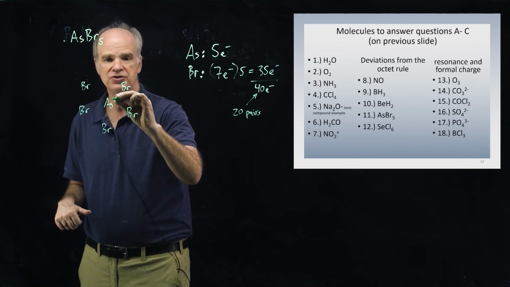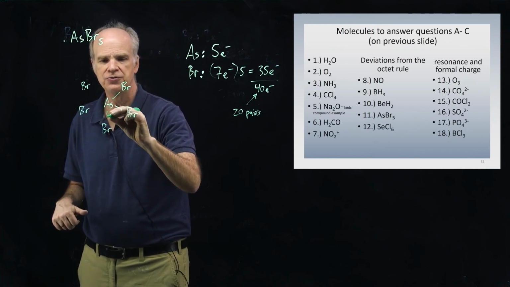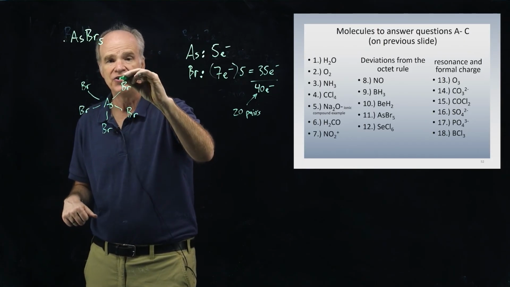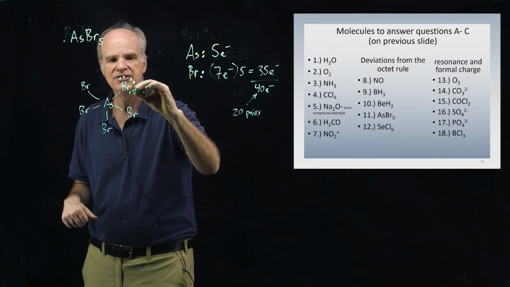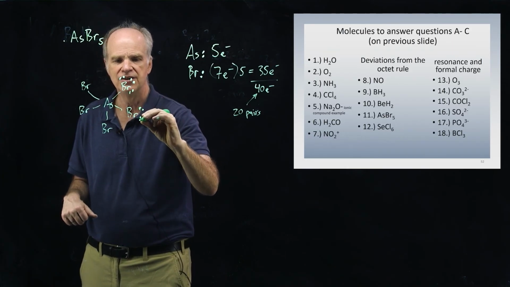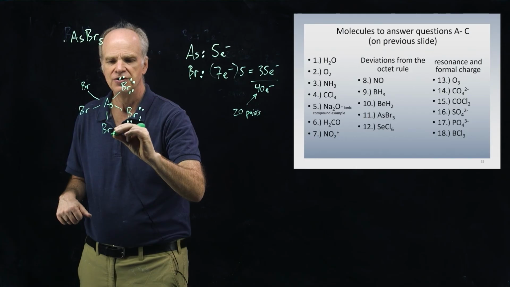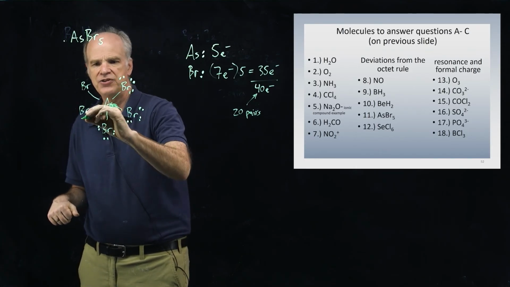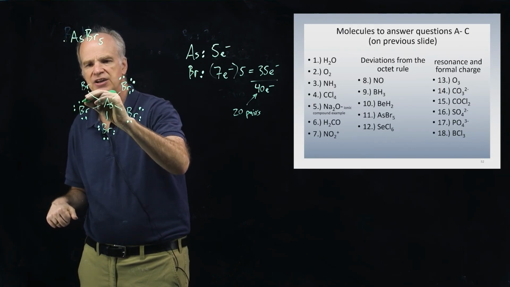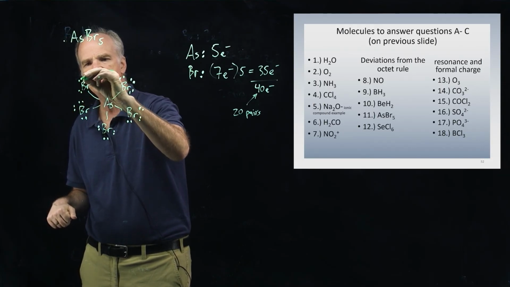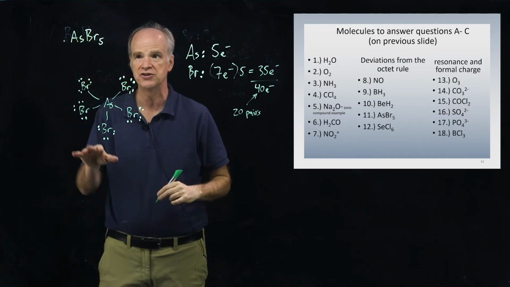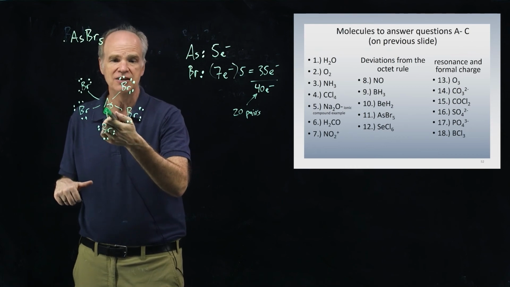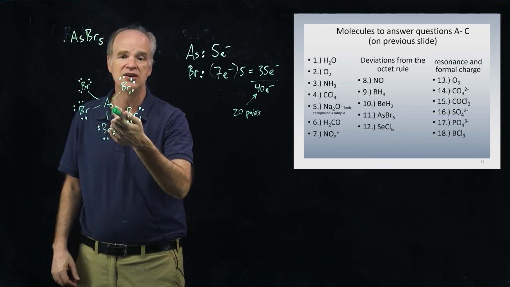So I'm just going to quickly draw lines for the shared pairs, 2, 3, 4, 5, and then we have 15 pairs left, 6, 7, 8, 9, 10, 11, 12, 13, 14, 15, 16, 17, 18, 19, 20. So this is a good Lewis structure for arsenic pentabromide. So again, arsenic has more than an octet. It has 10 electrons, and that's permitted.